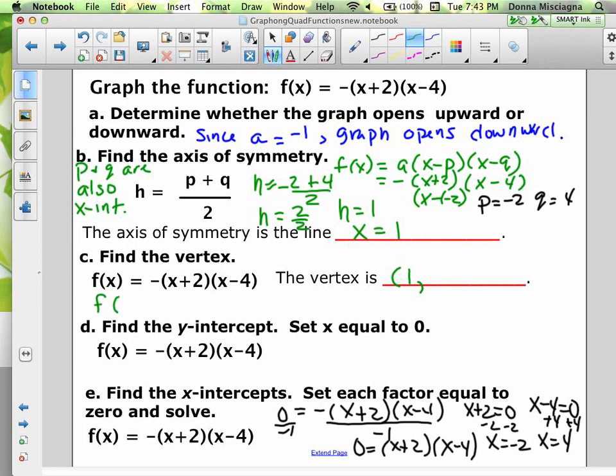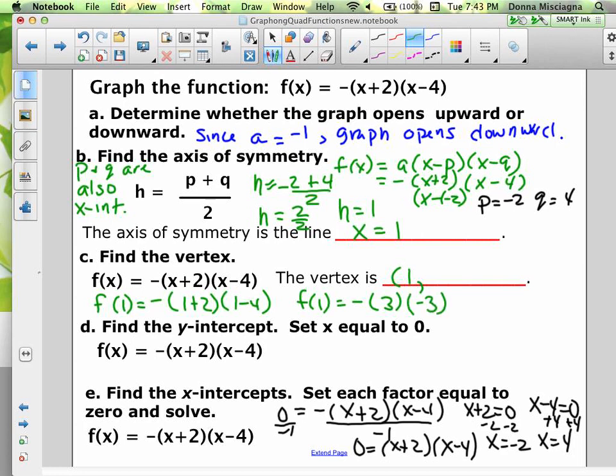And that's the only way you have for this, but that's okay. It's super easy. You're just adding and multiplying. You can do that. So we have negative 1 times 1 plus 2 times 1 minus 4. So f of 1, we have negative 1 plus 2 is 3. 1 minus 4 is negative 3.